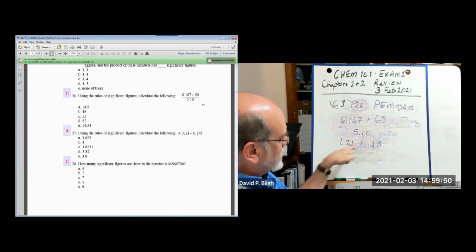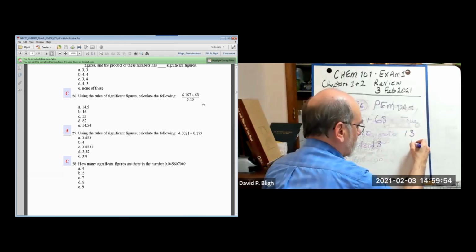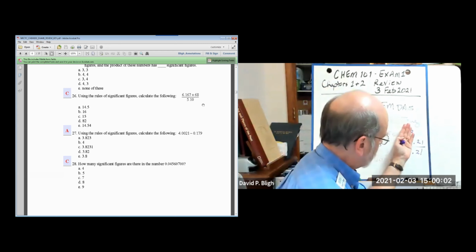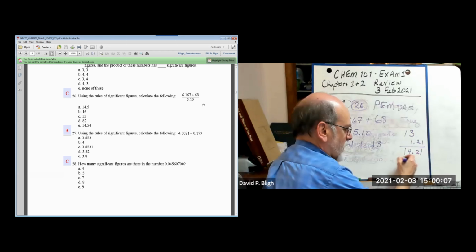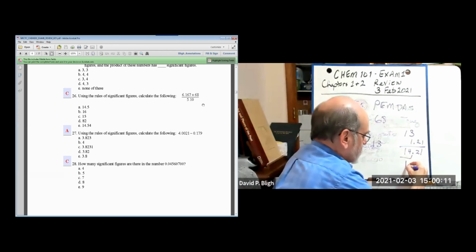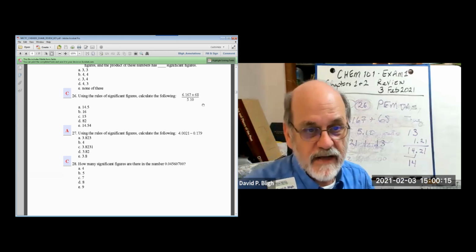Okay, now 13 plus 1.21, we'd have 12.41. And we have to stop it at that decimal point. So we stop it right here. And that 2 is less than 5. So our answer should be 14. Is that one of our selections?